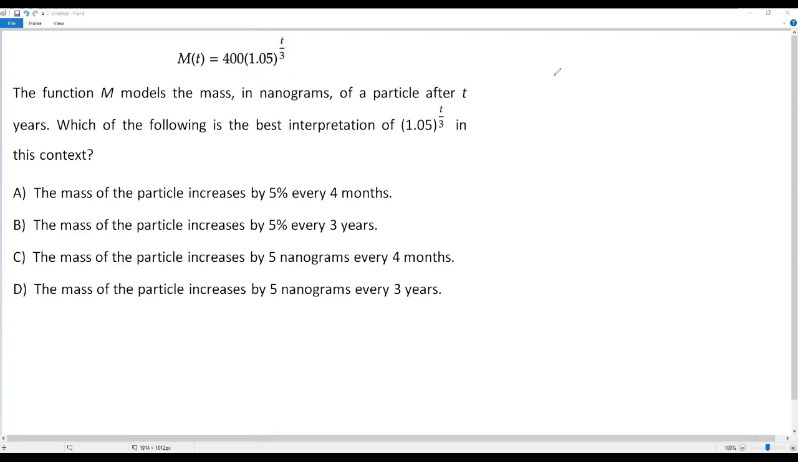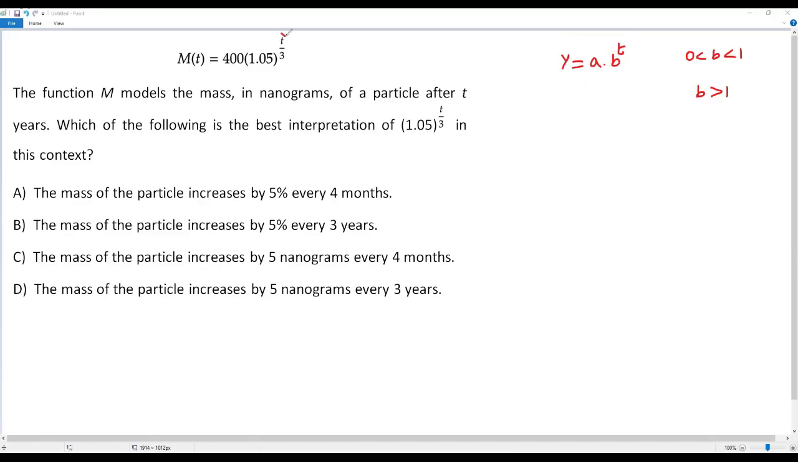So let's consider the general form of an exponential function, that is y equals a times b raised to the power of t. Here a is the initial value of this quantity, that is y, and b is either a growth factor or a decay factor depending on its value. If the value of b is between 0 and 1, then we consider b a decay factor, and the function is exponential decay. In case the value of b is greater than 1, then b is considered a growth factor, and the exponential function is exponential growth.